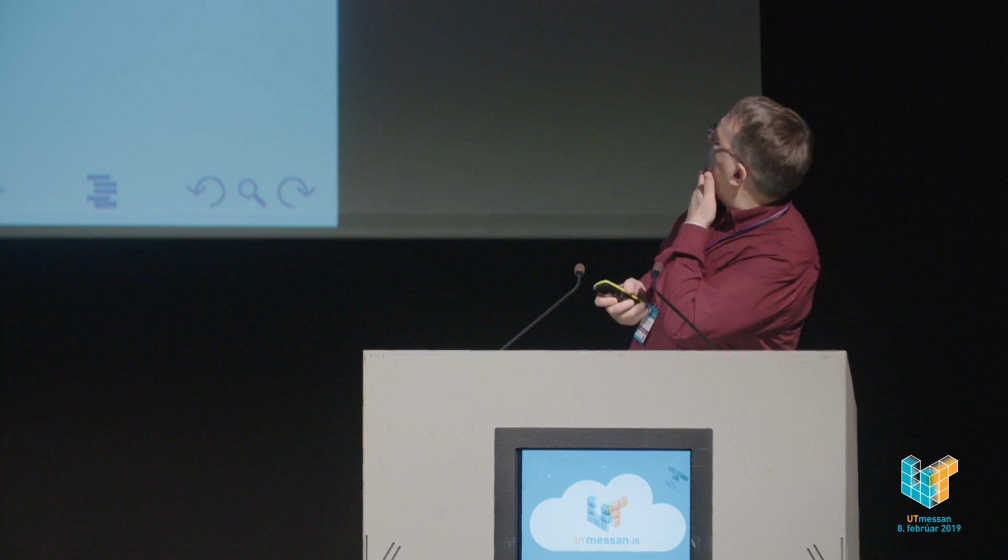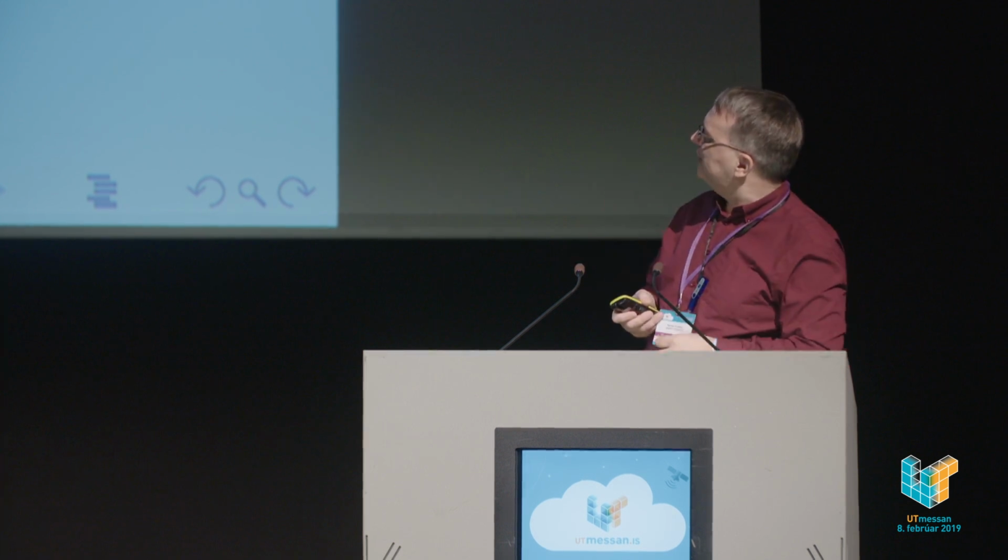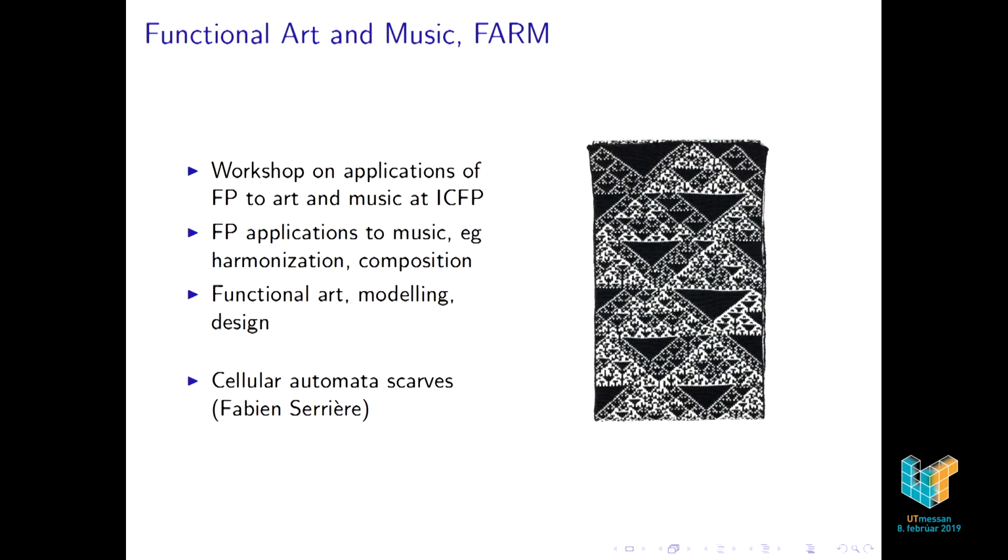And I want to finish off by showing this beautiful scarf. There is a startup in the States by Fabienne Sarrazin. She is producing scarves and has bought knitting machines. And every scarf is unique. And this one here is just the printout of the behavior of a cellular automaton. I think it's Conway's Game of Life. So you can do really cool things with functional programming.